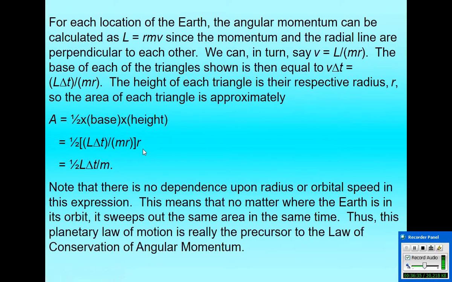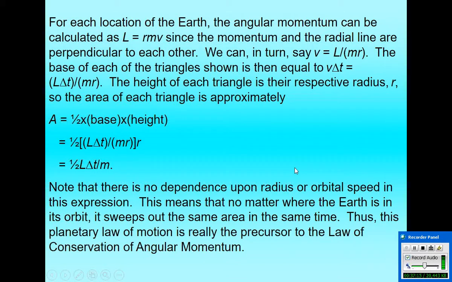And so what we get is a cancellation. We have an r in the denominator, and we have an r representing the height. They cancel out. We get that the area of the triangle is 1/2 times L times delta t over m. And this m is constant, that's the mass of the planet. L is constant because the torque on the planet is 0. And if we keep the same delta t, if we say delta t is 7 days when it's far from the sun, and delta t is 7 days when it's near to the sun, then delta t is the same. And the area swept out by the triangle is the same.